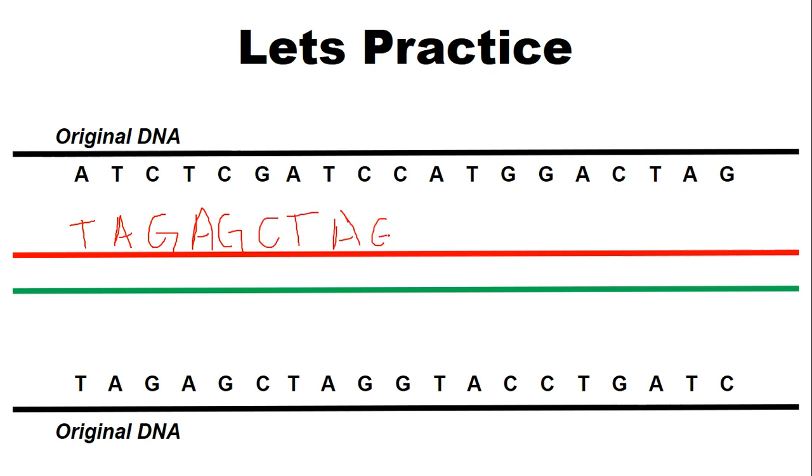A, G, G, T, A, C, C, T, G, A, T, C. All right, I did one side. What I want you to do, pause the video real quick. You have the other strand of DNA that you need to write for as well. Pause real quick. I'll give you some time. 5, 4, 3, 2, 1.